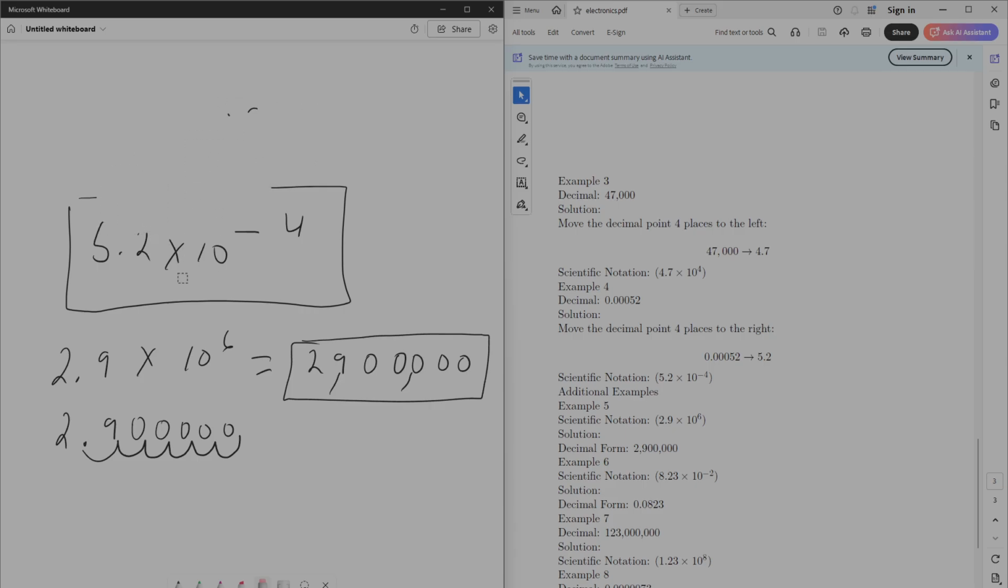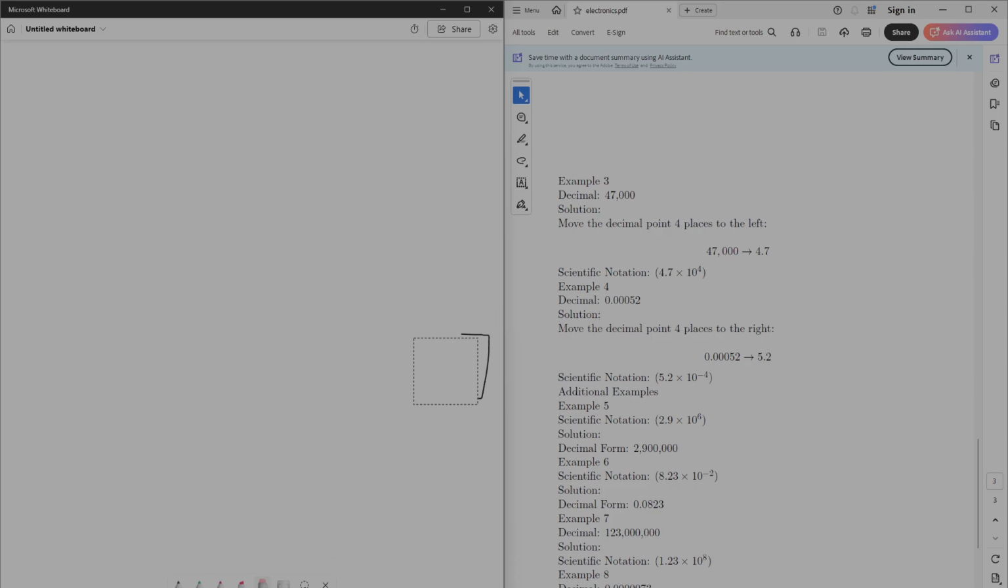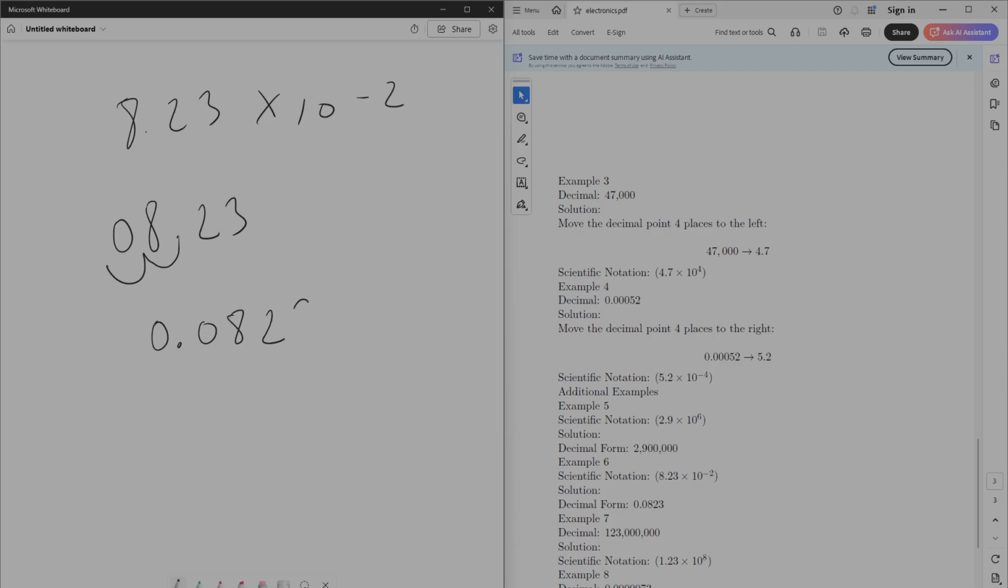Now let's go to example number 6. 8.23 times 10 to the negative 2. So 8.23 to the negative 2, that means the answer has to be 0.0823.